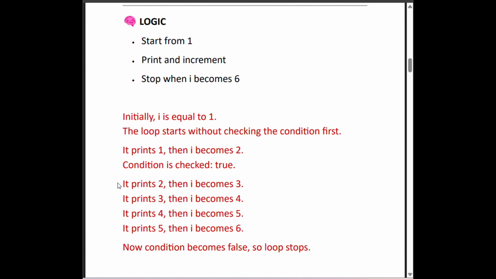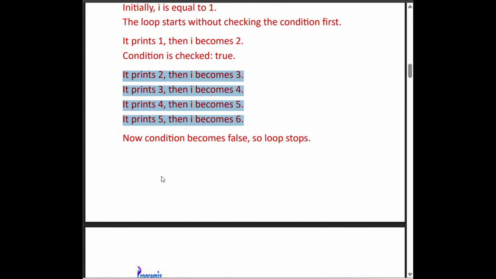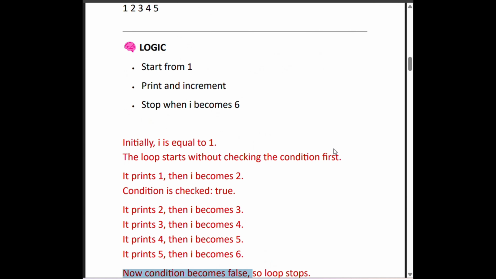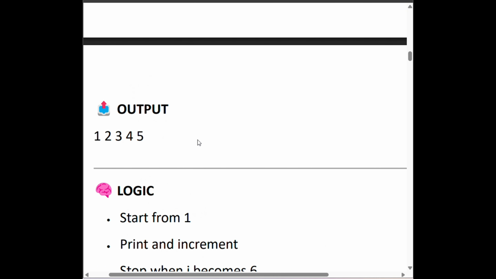It prints 2, then i becomes 3 and it prints 3, then i becomes 4 and it prints 4, and then i becomes 5. It prints 5, then i becomes 6. Now the condition becomes false, so the loop stops. So the output is 1, 2, 3, 4, 5.